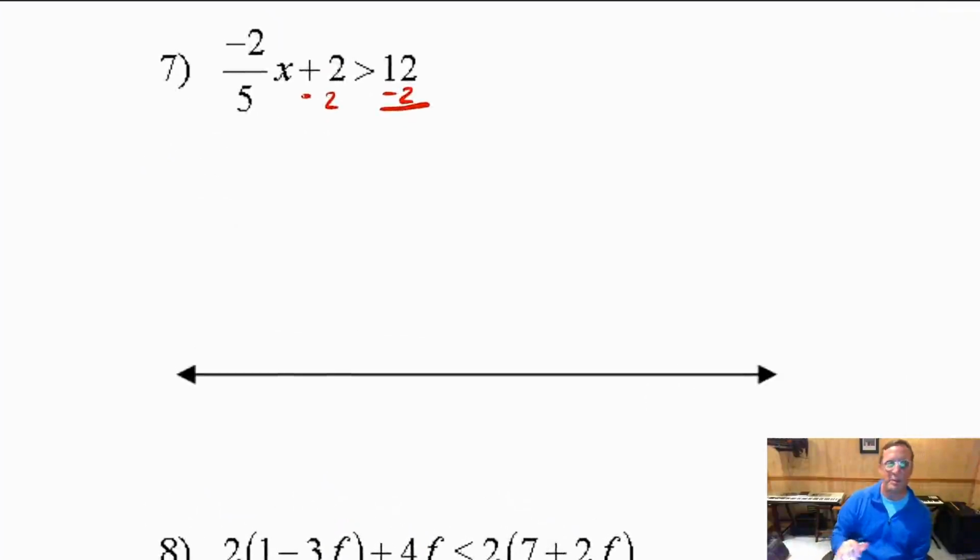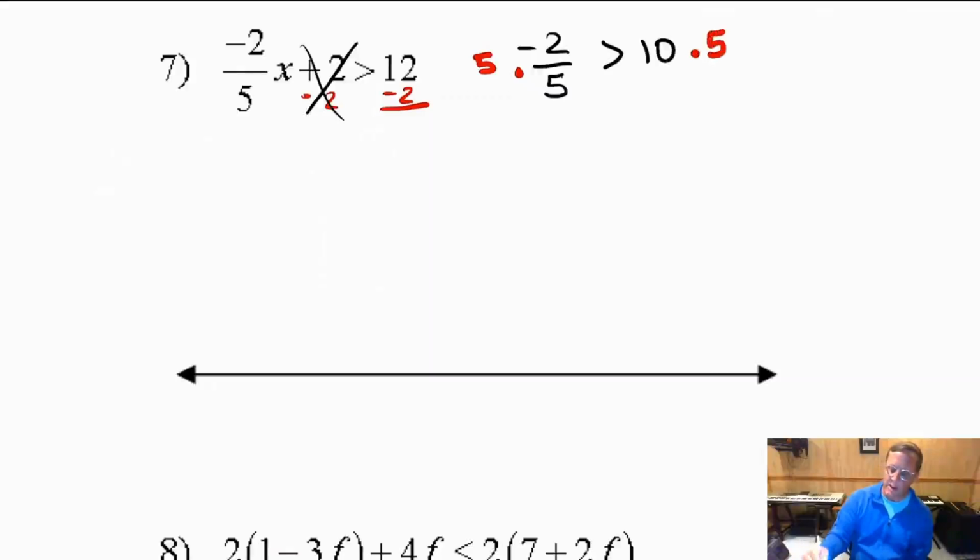All right, now back to number 7. We're going to subtract 2 from both sides. Those go away. And remember, every time you do a step in algebra, you rewrite the problem. So now it's negative 2/5 x is greater than 10. And then we're going to multiply both sides by 5 to clear that fraction. That's one way to do it. And now we've got, I forgot the x, by the way, negative 2x is greater than 50.